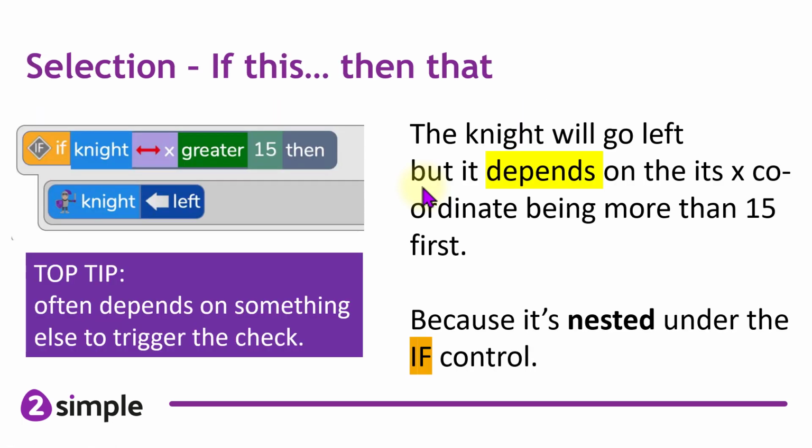We also have the idea of dependency on selection, and this crops up around year 4 in the curriculum, where we will select an outcome depending on a situation. The knight will go left in this case, but it depends on its x coordinate being more than 15 first, because it's nested under the if control. So we can see here, if the knight's x is greater than 15, then make the knight go left.